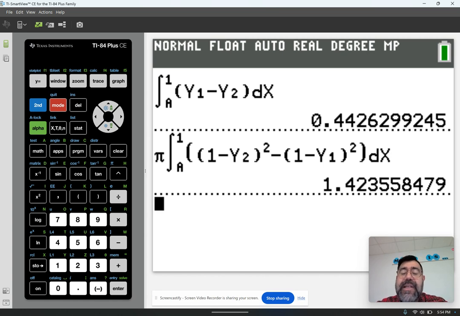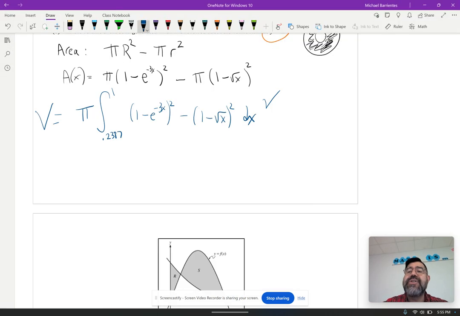The moral of the story is the calculator is going to do most of the heavy lifting in terms of finding the answer. Your job is to set up the integral correctly. And that's going to be our practice in class the next time.